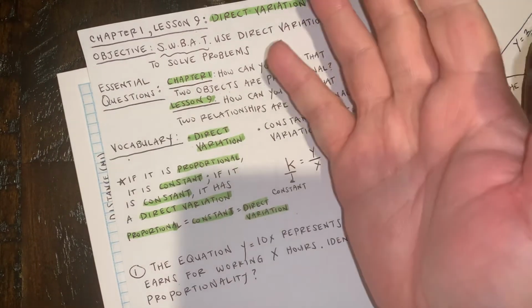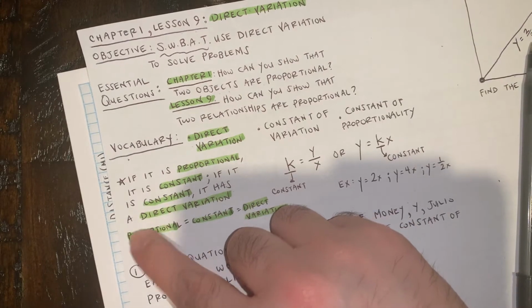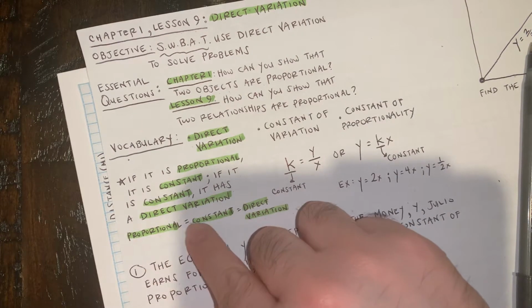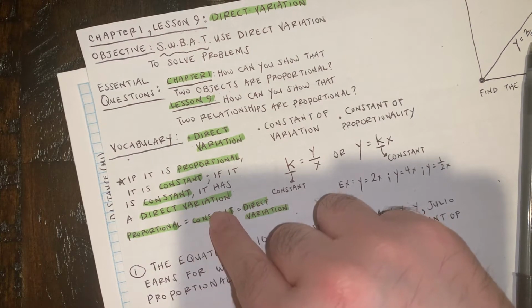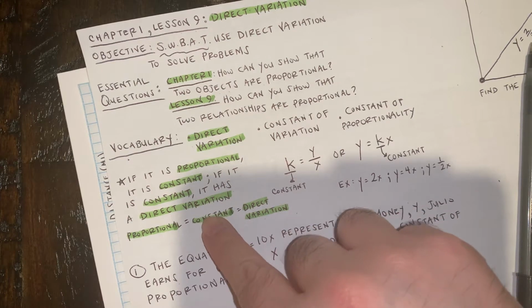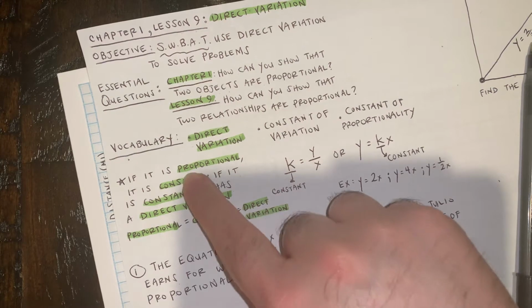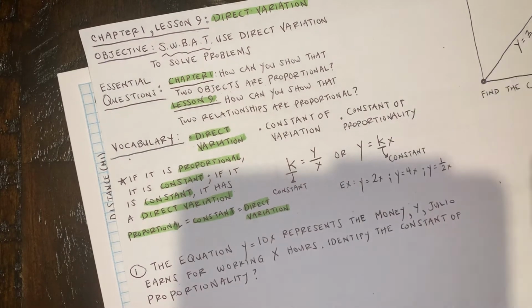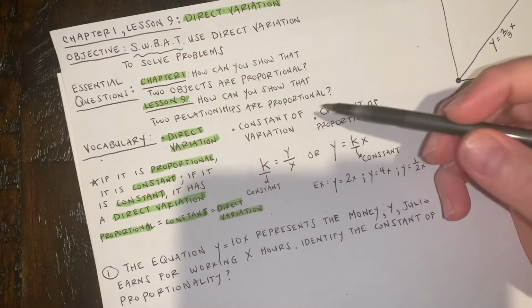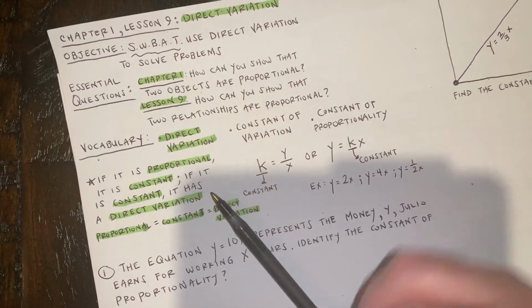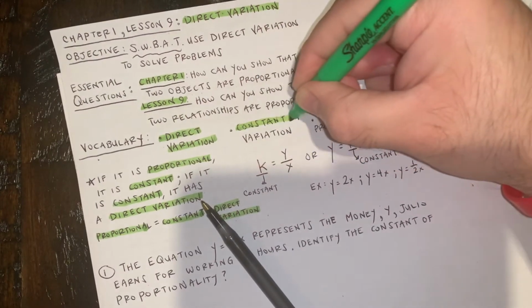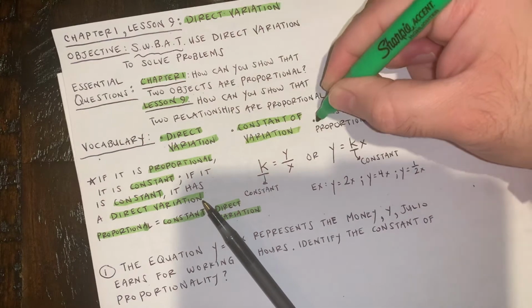So obviously the opposite is true. If something is not proportional, that means it is not constant. And if it is not constant, that means there is no direct variation. So that is how those three words are connected. Now in this lesson, we're going to be talking about the constant of variation. And we're going to be talking about the constant of proportionality.